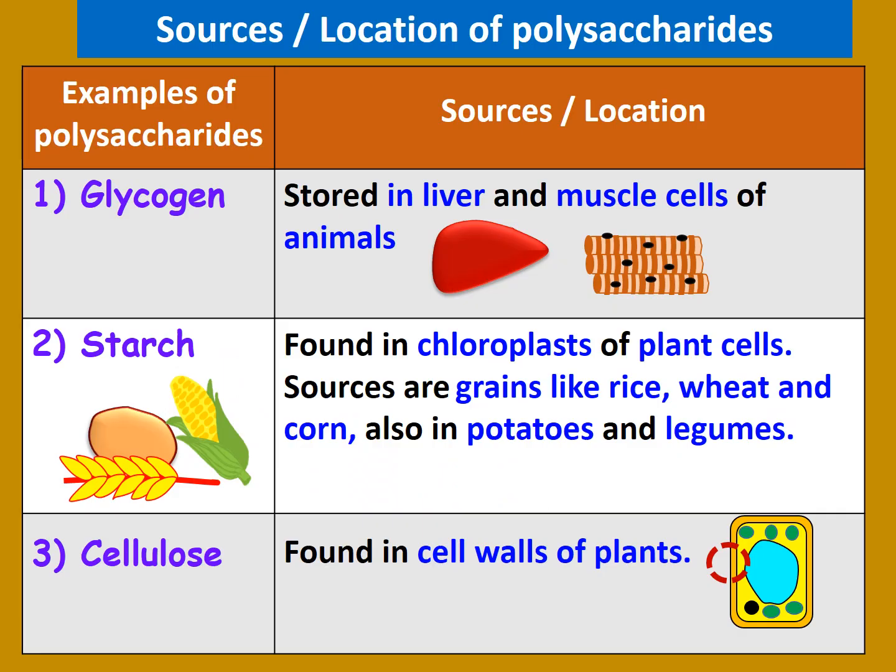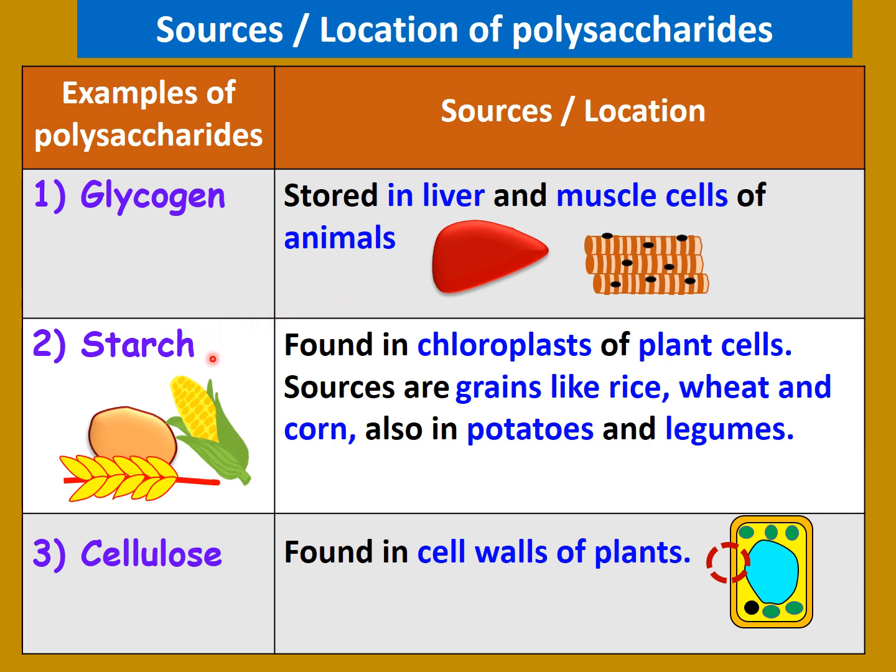Let's discuss the location and the sources of polysaccharides. Glycogen, where is it found? So it's found in animal cells and also human cells, but it's not found in plant cells because plants do not synthesize glycogen. So glycogen is stored in the liver and muscle cells of animals. And when glucose is needed, glycogen can be converted into glucose for the cell's needs.